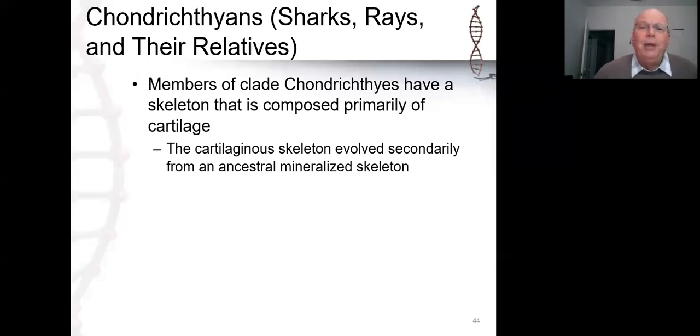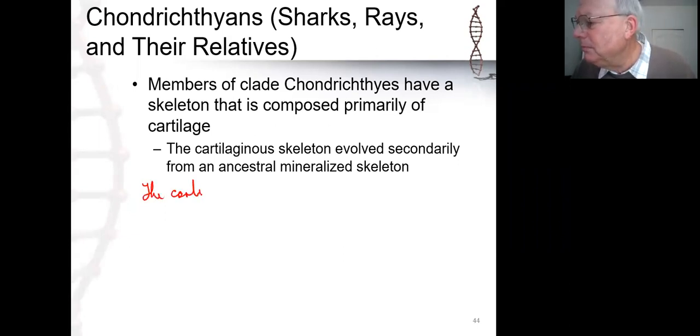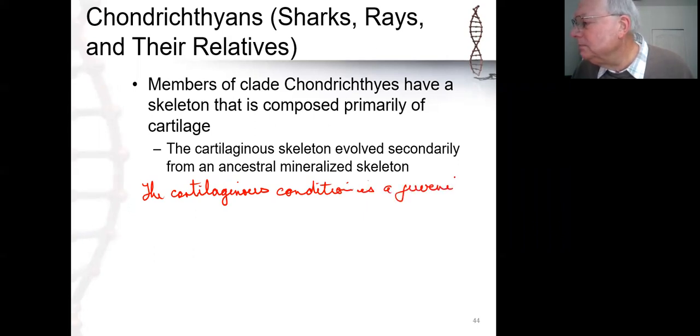So what we need to remember about the chondrichthyes, the cartilaginous fish, is that their origin is from an ancestor that had a fully mineralized skeleton. So the cartilaginous state, or the cartilaginous condition, is a juvenile condition.